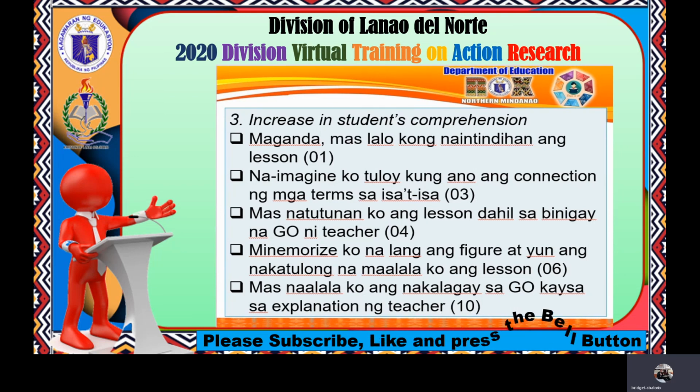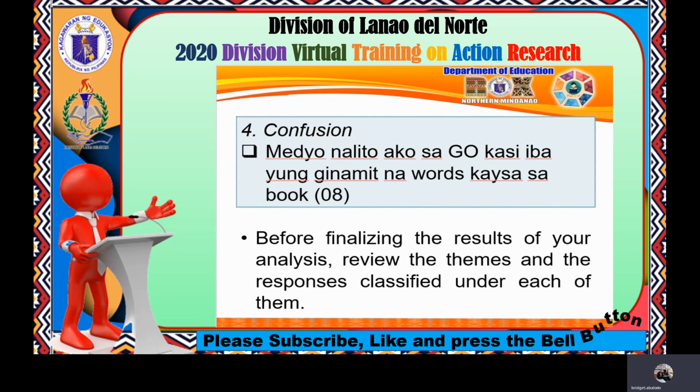Diba? Okay. The last category or theme is confusion. The code here is N. So ito yung kasagutan. Only one student answered related to this theme. Student number 8: medyo nalilito ako sa graphic organizer kasi iba yung ginamit ng words ni teacher kaysa po. So the word nalilito means confused. Any questions so far in regards to analyzing the themes of the different responses? Okay, none? Okay, let's proceed to the next.